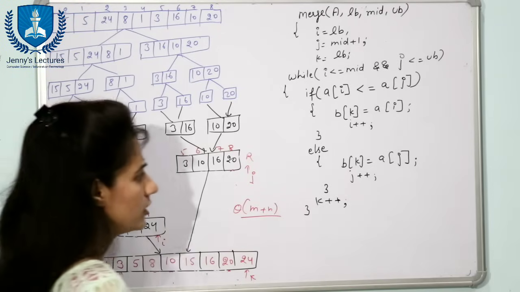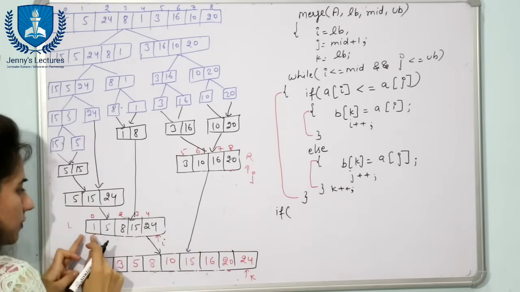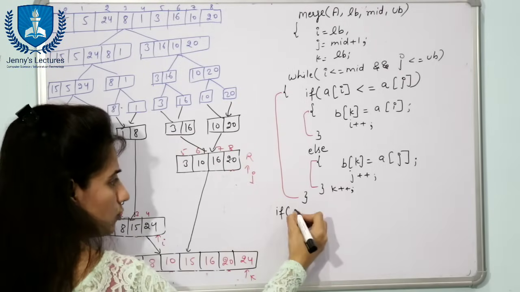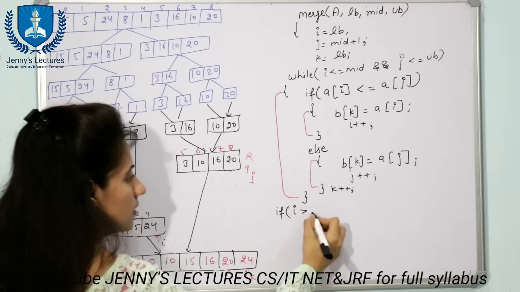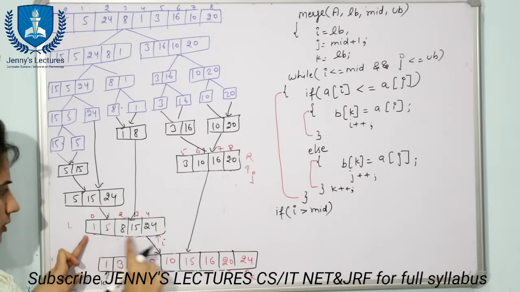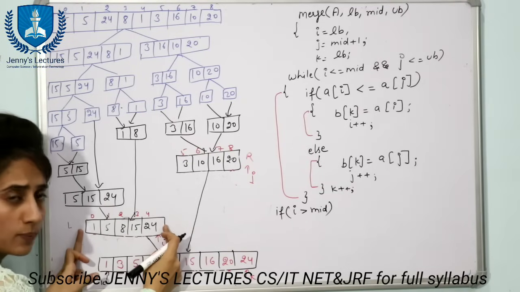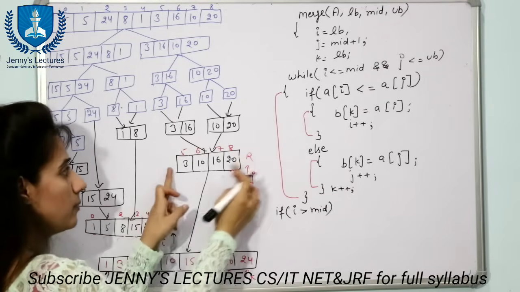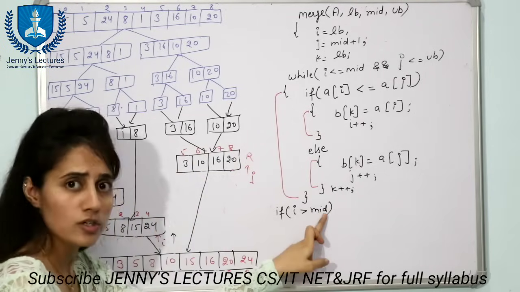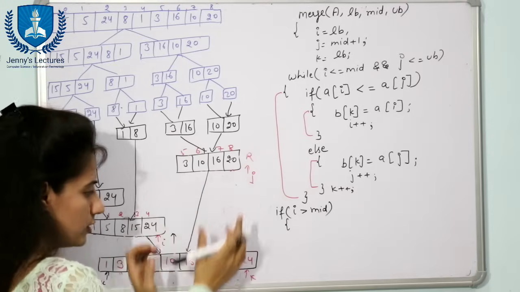Fine. Now how to check that thing? Suppose one condition is that i has reached beyond its limit. So suppose i is greater than mid, because i should be less than equal to mid. Now i has reached greater than mid, means i has reached here only. It means all the elements of this sublist have been put here only. Now maybe some elements of this other list are remaining. So if this condition is there, then you will put all the remaining leftover elements of this sublist to here only.